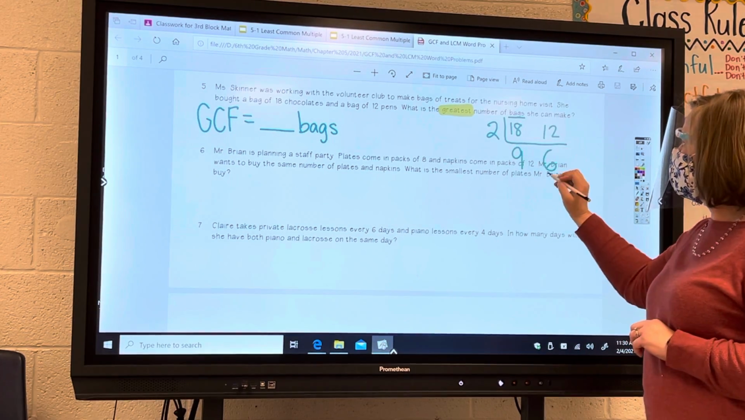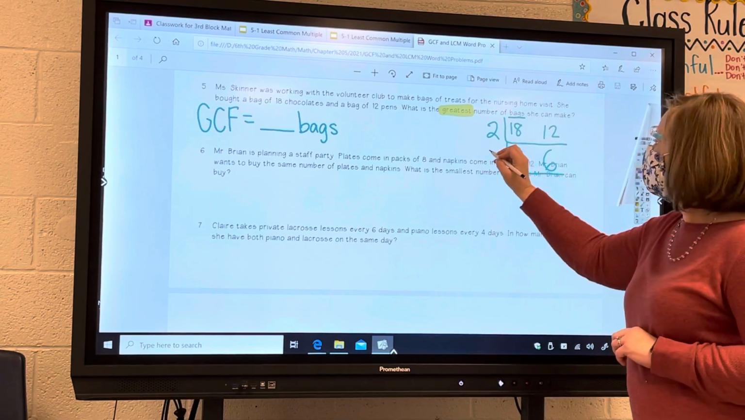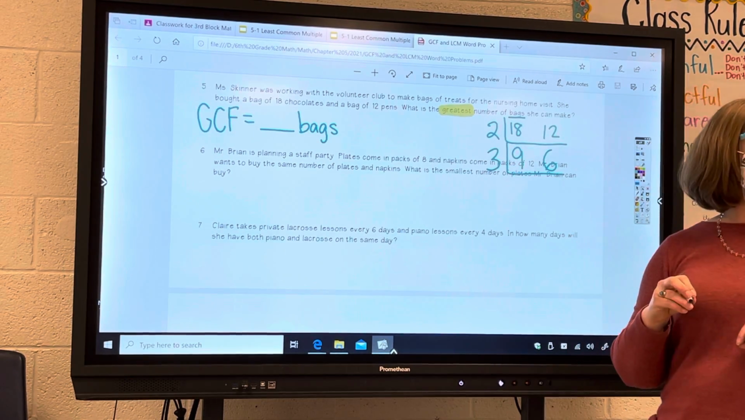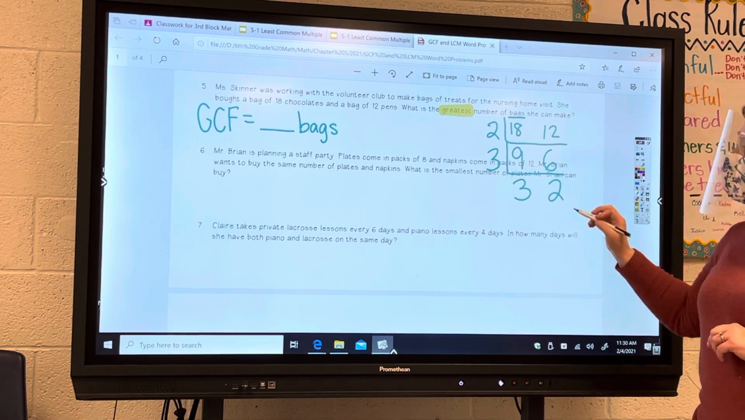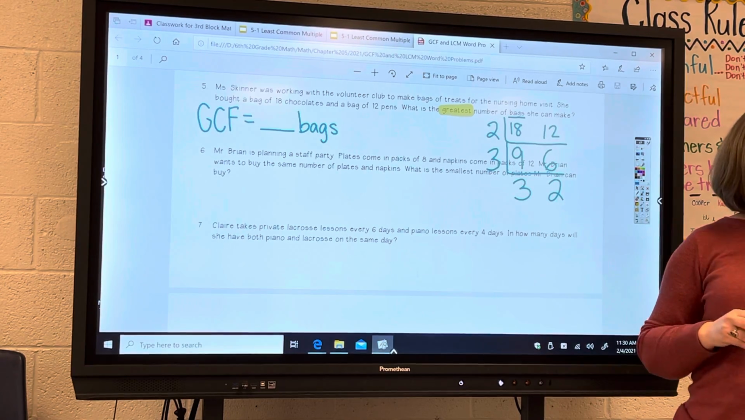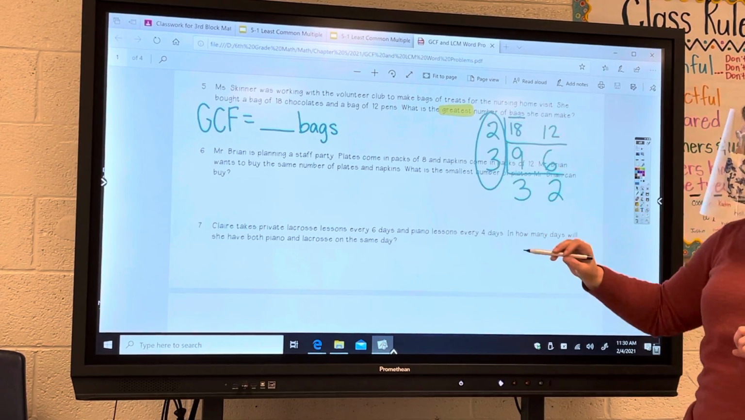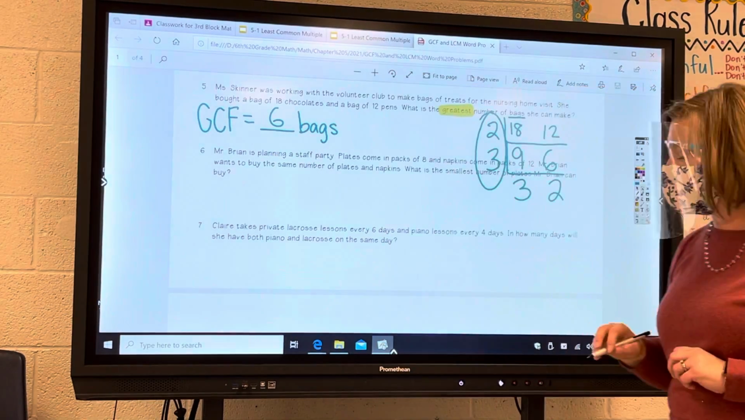Can I stop? What can I divide 9 and 6 by? 3. 9 divided by 3 is 3. 6 divided by 3 is 2. Can I stop? Yes. All right, greatest common factor, what do I circle? 2 and 3. 2 times 3 is 6. So how many bags can Mr. Skinner make? 6.